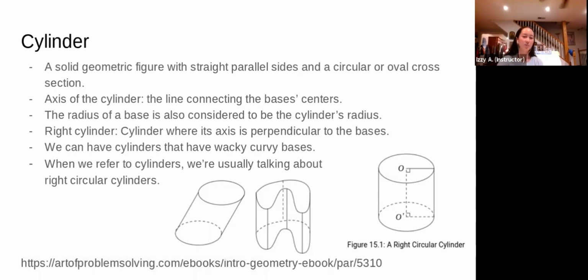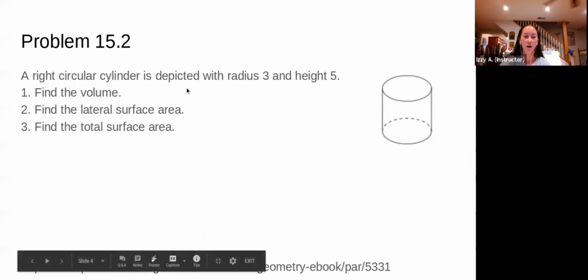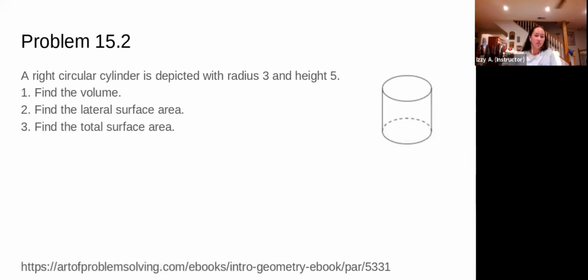Okay, so we're going to start off with a problem. A right circular cylinder is depicted with a radius of 3 and a height of 5. And we want to find the volume, find the lateral surface area, and then find the total surface area. So I will give you some time to figure out these three things.